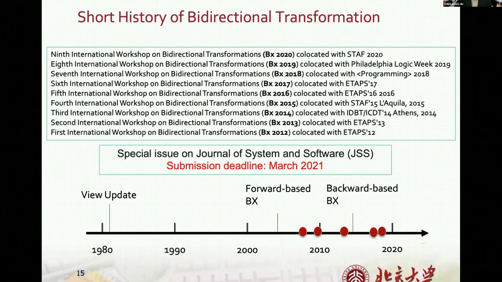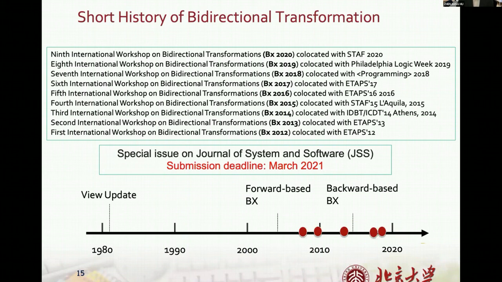And here is a list of the bidirectional transformation workshops. In addition to those informal meetings, we have a workshop starting from 2012, and each year now, we have the 9th workshop. We are currently organizing a special issue in the Journal of Systems and Software, and the submission deadline will be next March. So if you're interested, please consider submitting to that. So this is a very short history of bidirectional transformation.